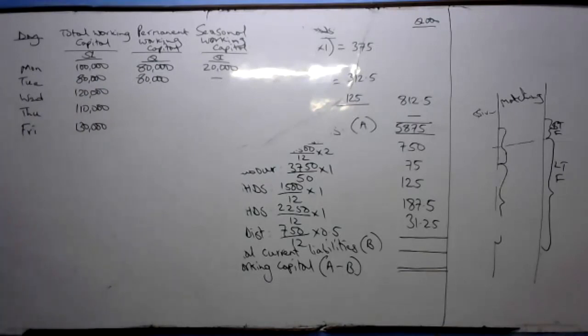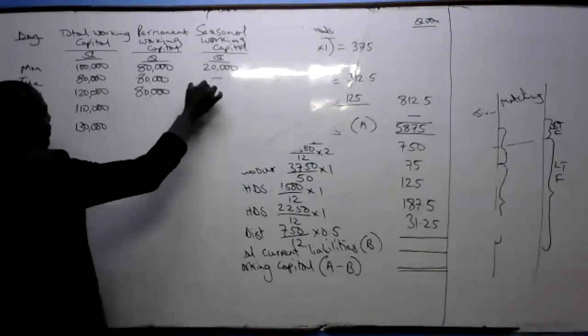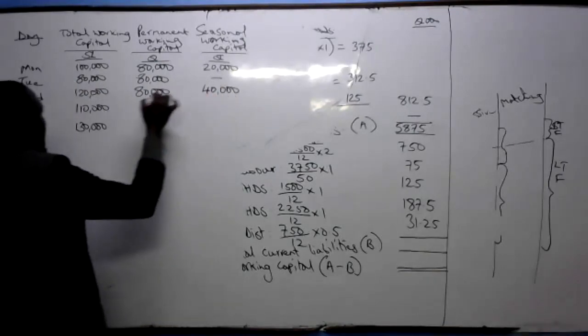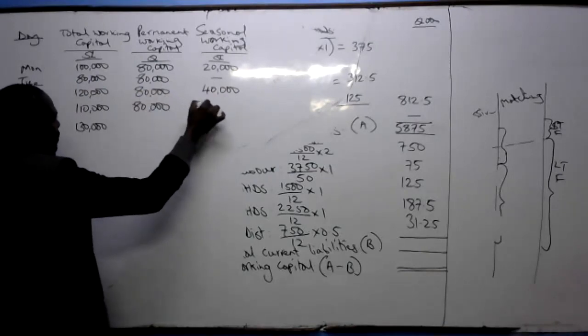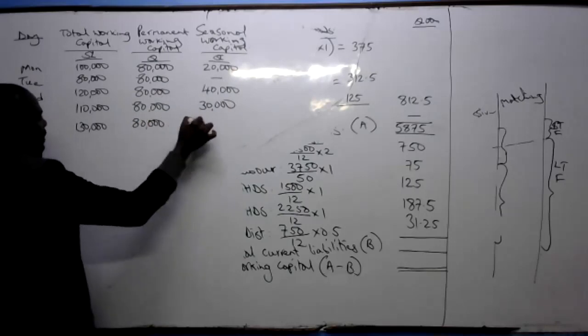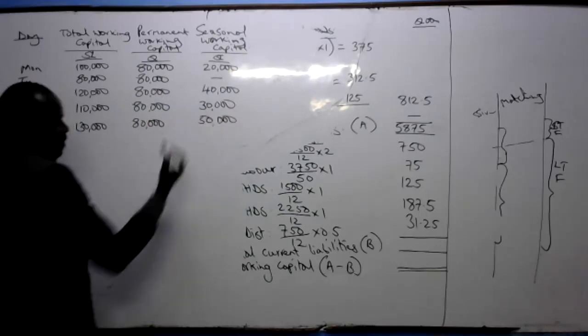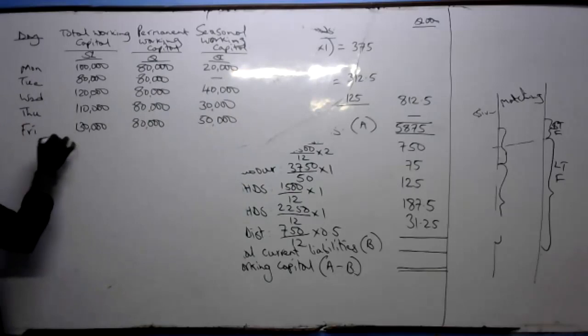Right? Great. So on Wednesday, what is the permanent? 80. So how much is seasonal? 40. On Thursday, permanent ni ngapi? Nabaki na ngapi for seasonal? Finally, hapa tuko na 80, baki na ngapi? 50. They want us to get the average. The average lazima tupate total.